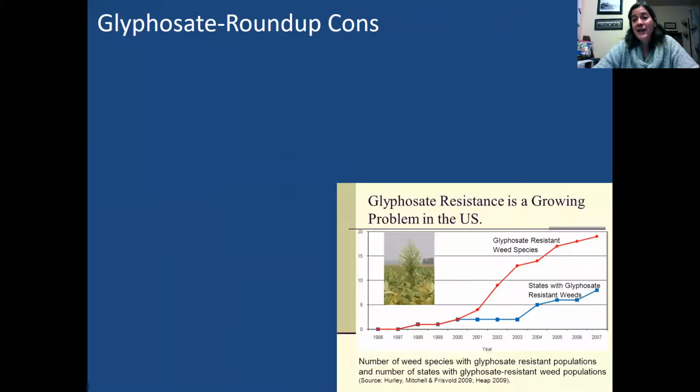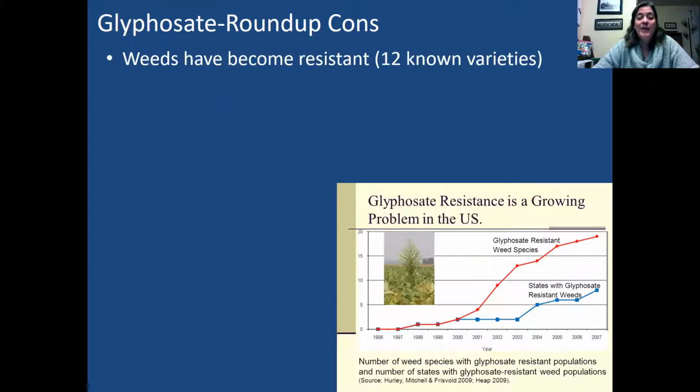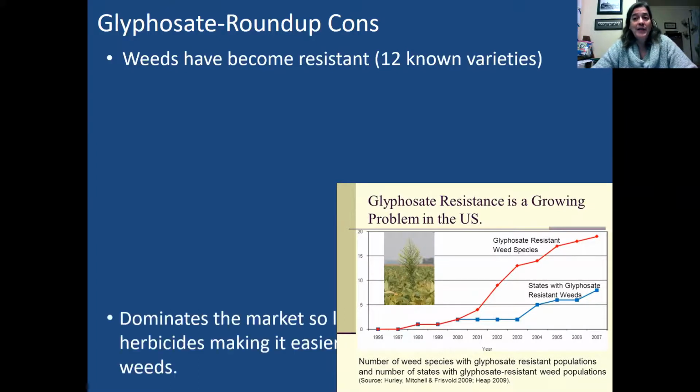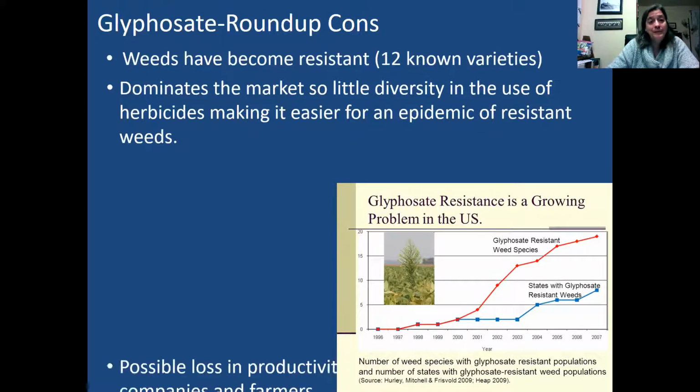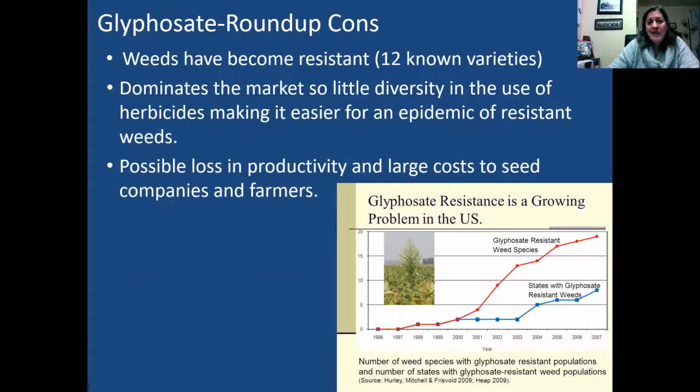All right, so what are the cons of glyphosate? Again, coevolution. Weeds have been becoming resistant to glyphosate over time. So they've been able to develop a resistance to it. They dominate the market, so there's not going to be a whole lot of diversity. It's pretty much you need to use these GMO crops if you want your farm to survive. Possible loss in productivity and large cost to seed companies and farmers.